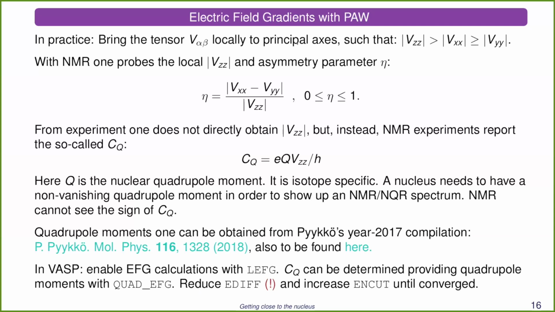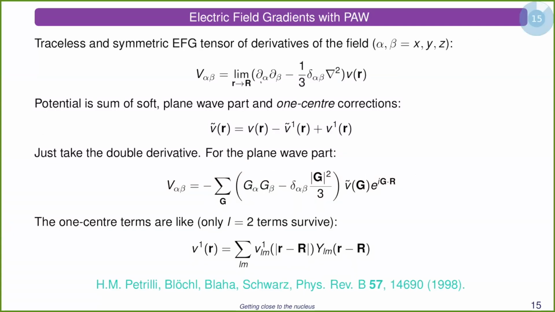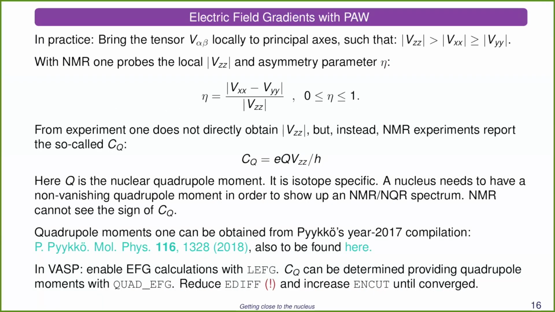And in a principal axis system, all the off diagonals, so where alpha and beta are different, are 0. So you only have 3 different ones, on the diagonal: xx, yy, and zz. And because it's traceless, we also know that the sum of these 3 is 0. And now you're going to order the 3 principal components in such a way that VZZ is the biggest one, and VYY is the smallest one, and VXX is somewhere in between.